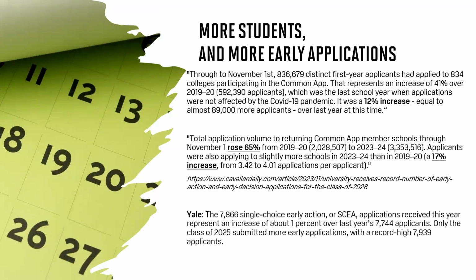So at Yale, we are seeing pretty similar numbers to last year. 7,866 applied to their single choice early action program, up about 1% on last year. That's the second highest ever. The record was in the class of 2025, which was 7,939. So these trends of the most selective universities having very high numbers are here to stay.